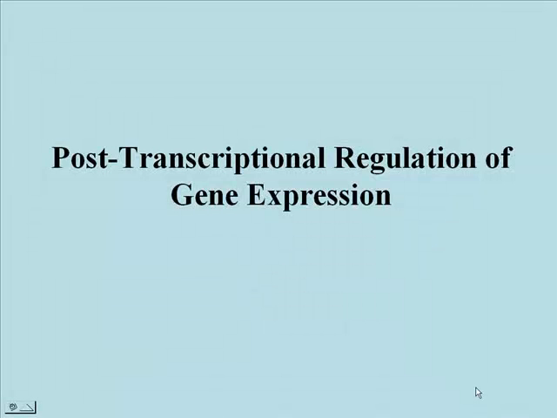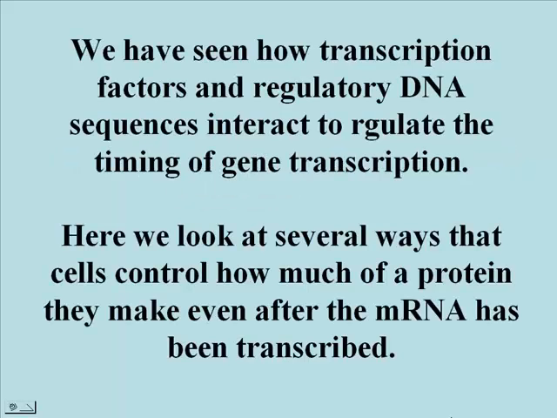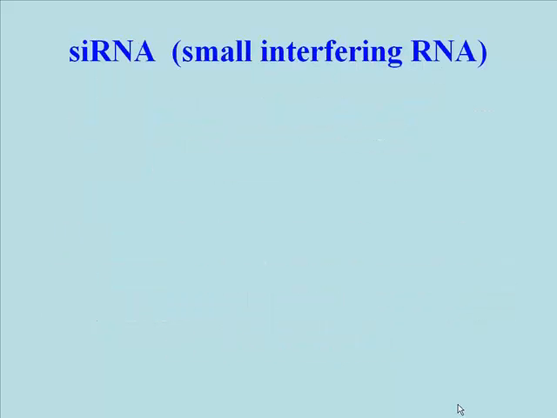Hello folks. This voiceover focuses on several examples of post-transcriptional regulation of gene expression. We've seen the control of gene expression at the level of transcription, specifically the level of assembly of the transcription initiation complex. Here we'll look at how cells control the amounts of protein they make by regulating events after transcription initiation. The first example we'll consider is that of small interfering or siRNA.